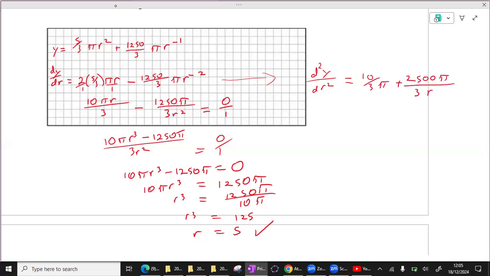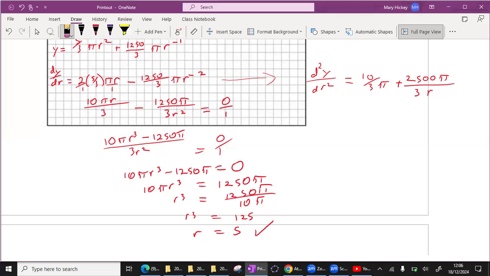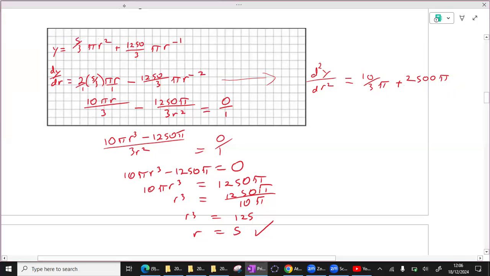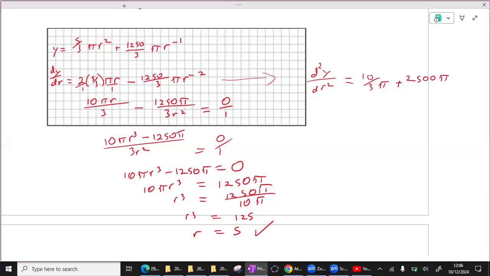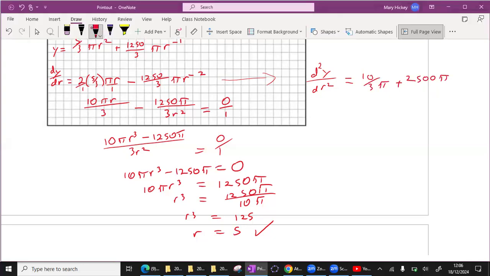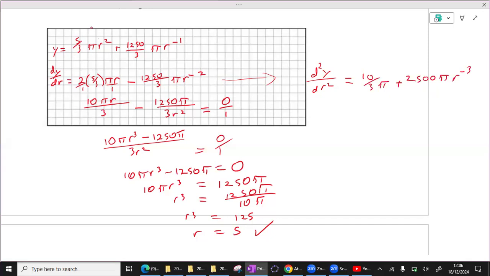Sorry, I might just take that a bit slower there. So just to explain, that becomes r to the -3. I'll just fix it in the next line. So I end up with 10/3 pi. This is 2500 pi, and it's all over r cubed. Now, that's my second derivative.